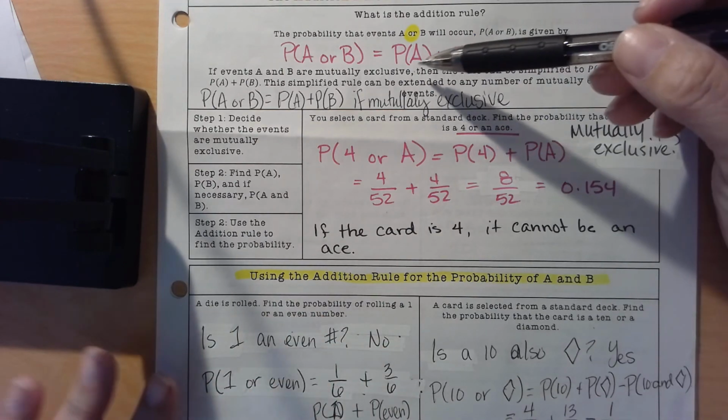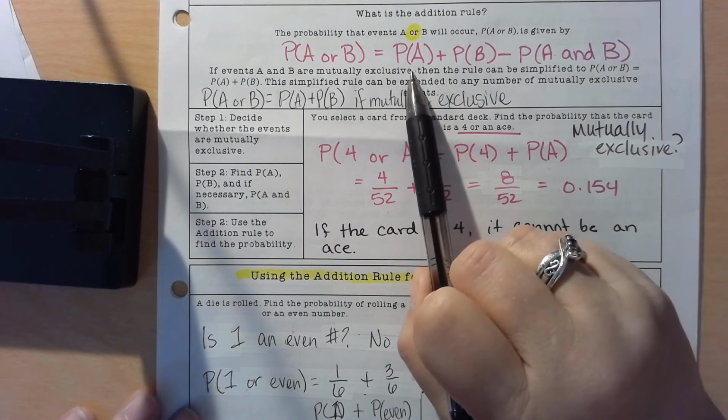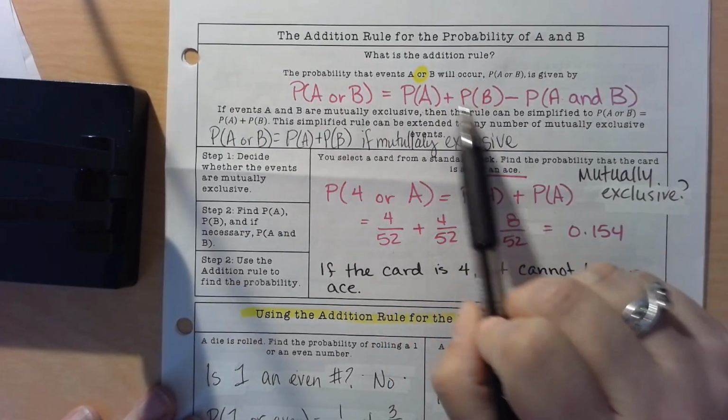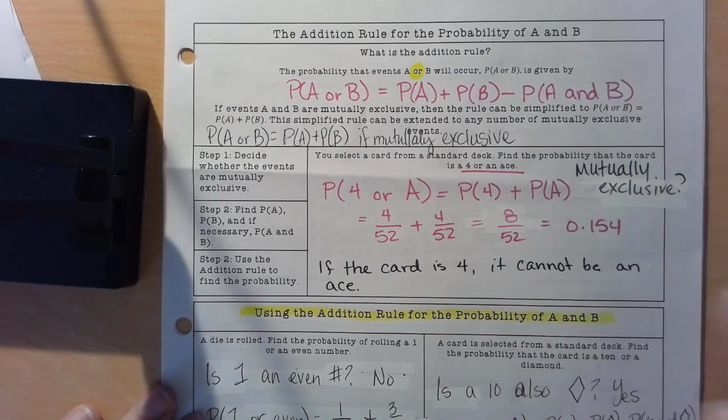If something is not mutually exclusive, we would see the word "or," and we're going to use the addition rule. The addition rule says take the probability of the first plus the probability of the second, and if they're not mutually exclusive, we have to subtract off the overlap.